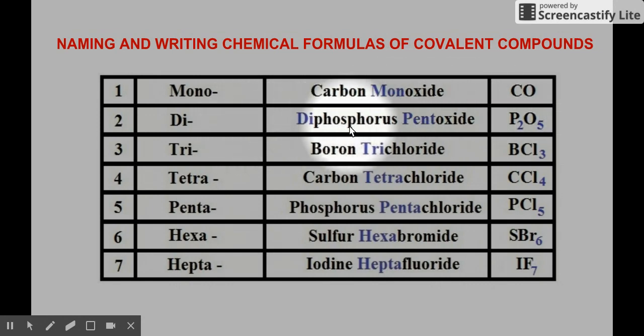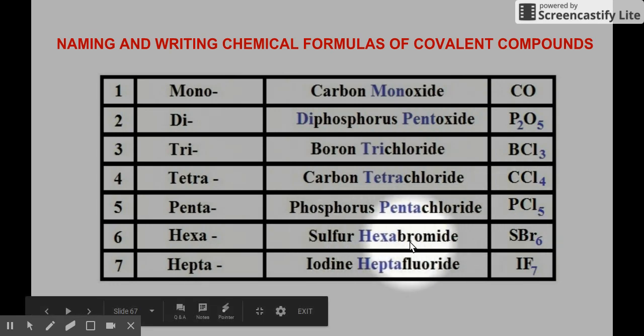We also have diphosphorus pentoxide or pentaoxide. That's two phosphorus and five oxygen. Boron trichloride, so that's one boron and three chlorine. Carbon tetrachloride, so that means one carbon, four chlorine. Phosphorus pentachloride, so just phosphorus, that means one phosphorus. Penta means five, five chlorine. Sulfur hexabromide, so one sulfur and six bromine. Iodine heptafluoride, so that's one iodine, seven fluorine.